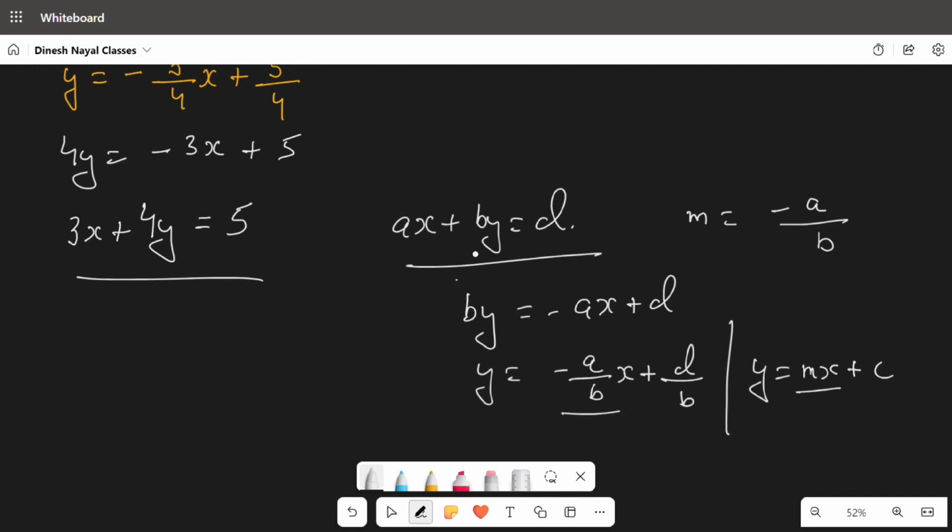So hence, if the equation is given in general form, directly you can find the slope m as minus a by b. Suppose in this case, what will be the slope? See, a is 3, b is 4, so the slope of this will be minus 3 by 4.